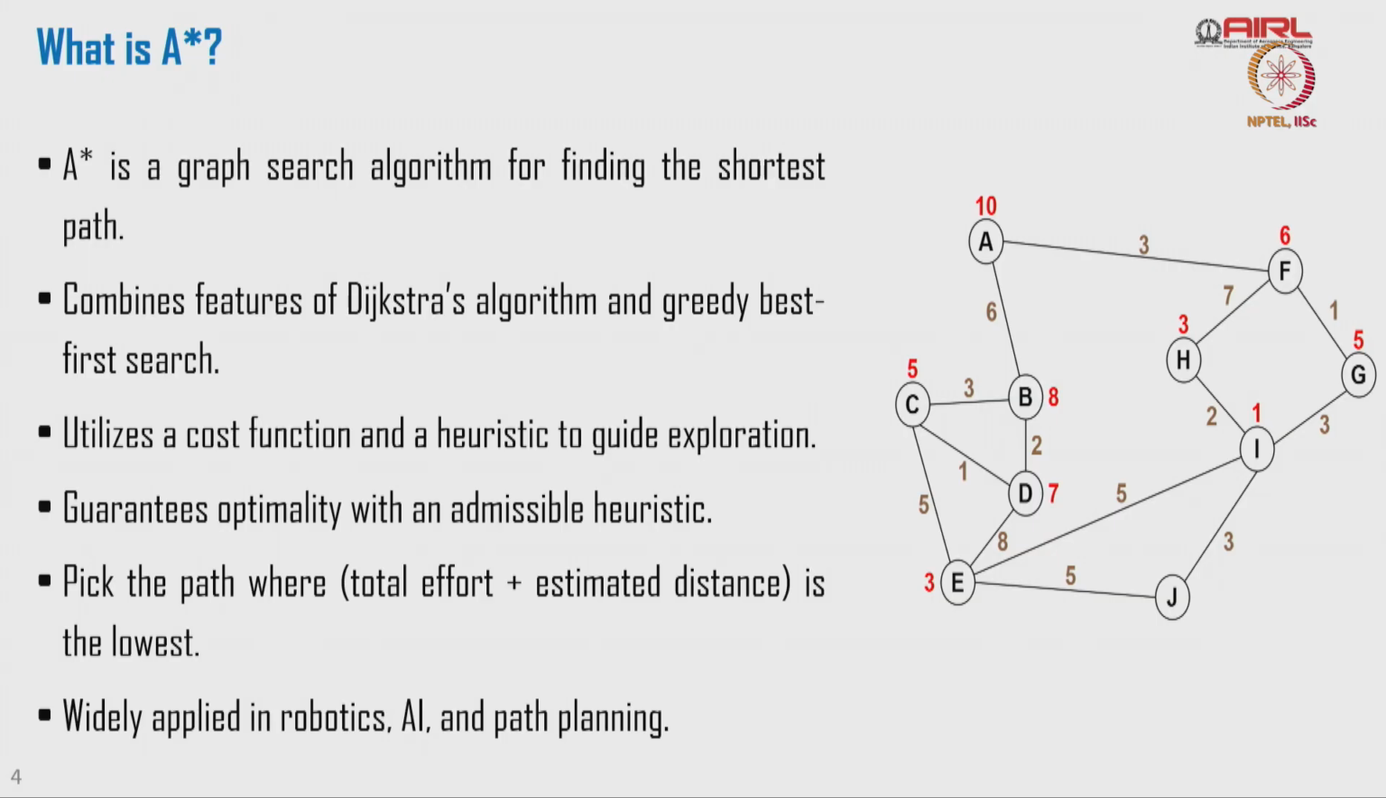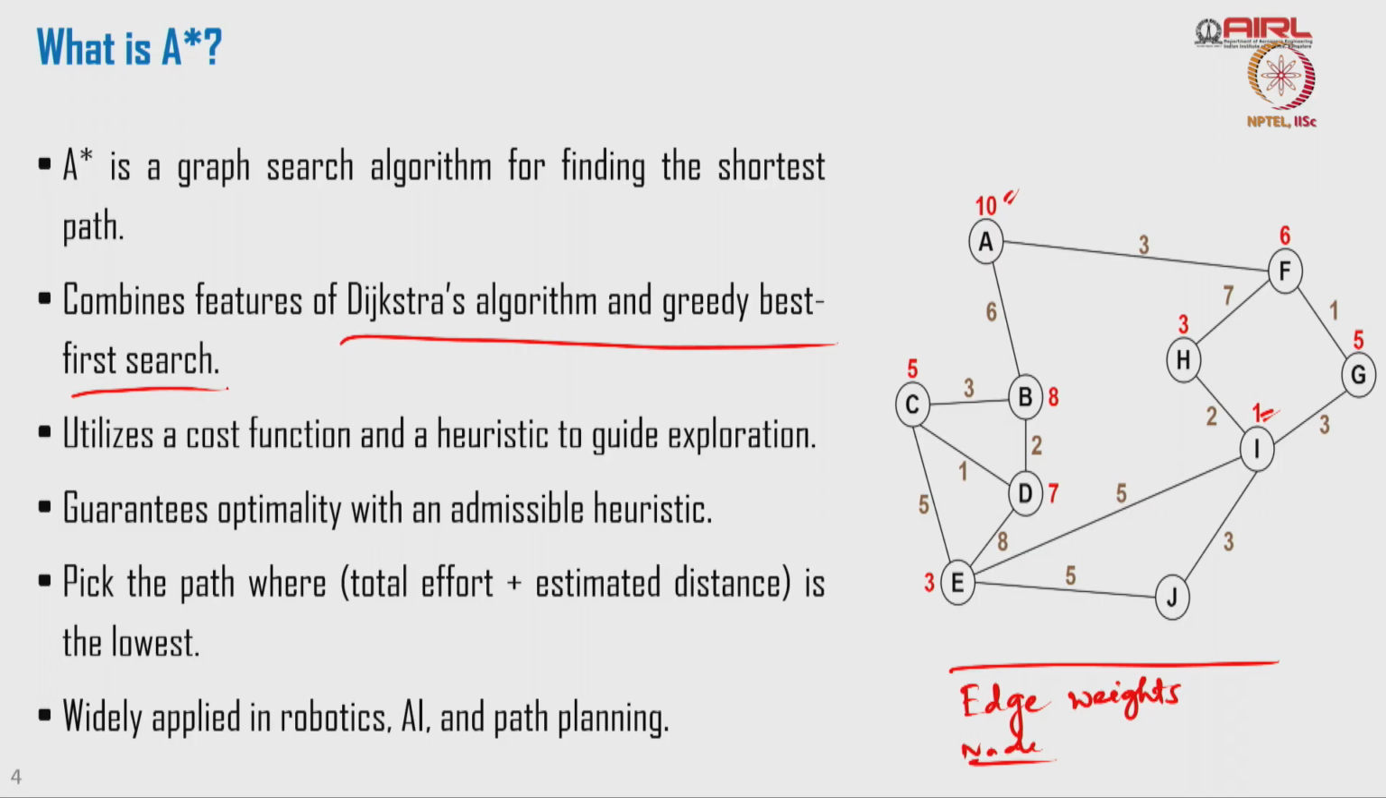Okay. Now, what is A-star algorithm? It is another graph search algorithm for finding the shortest paths. But if you see the graph, now you see that there are not only edge weights, we have some node weights also, right. We have some weights on the nodes, written in red colors. So, A-star algorithm combines Dijkstra algorithm and greedy best first search algorithm. It utilizes a cost function and a heuristic function. So, edge weights are given as the cost function, and in the nodes what you are seeing is the heuristic function.